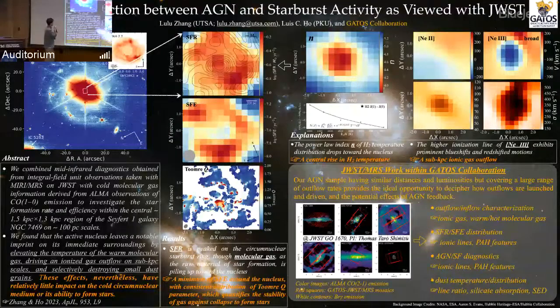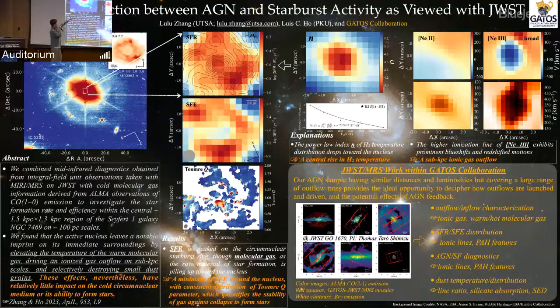And in this case study, as summarized here, we combined the mid-infrared diagnostics obtained from the MIRI MIS IFU observations and also the cold gas information obtained from the IRAM observations to study the spatially resolved star formation rate and star formation efficiency within the central region of NGC 7469 on 100 pc scale.